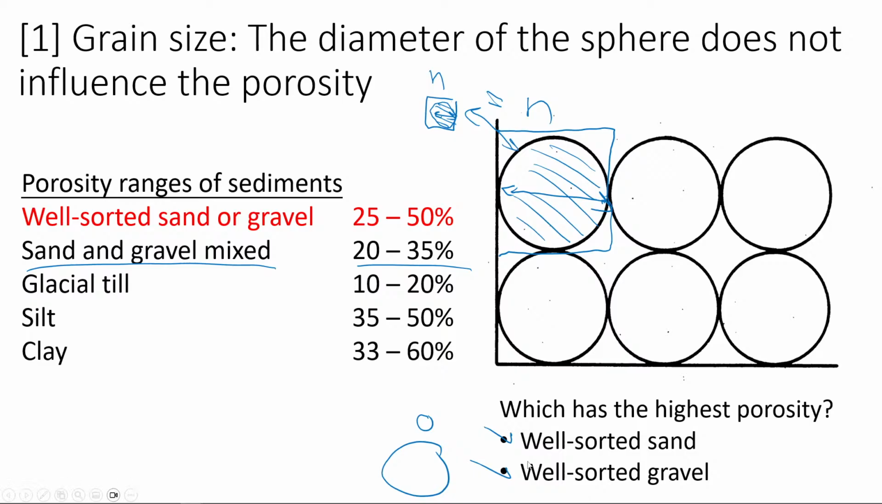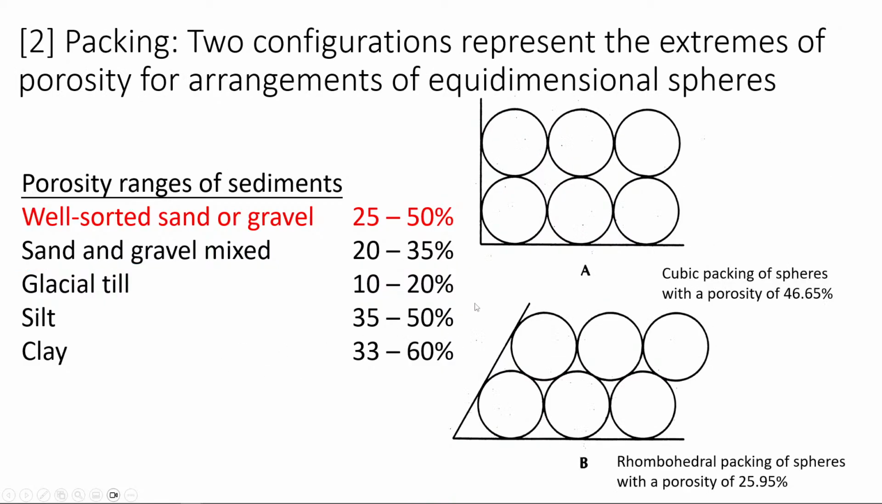Okay, but then the question is still, why silt? If grain size is not a factor, why does silt or clay have a higher porosity? That's actually due to packing. That's why it has a higher porosity, because look here.